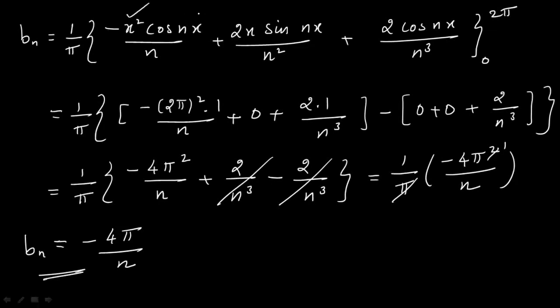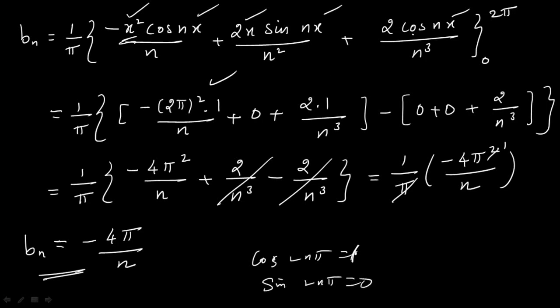Now I just replace the value of x by 2 pi first. If you replace x by 2 pi, x square is 2 pi square, cos 2n pi. You know the value of cos 2n pi is plus 1. Next, coming to the second term, sin 2n pi. You know the value of sin 2n pi is 0. Coming to the third term, 2 times cos 2n pi, cos 2n pi is 1.